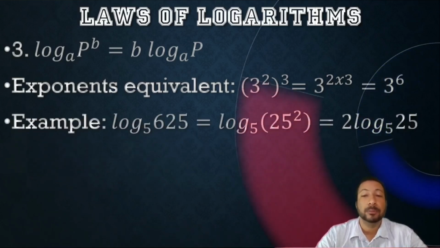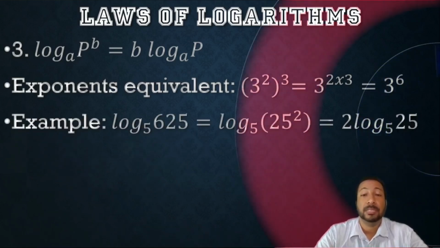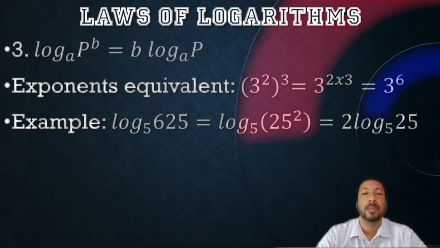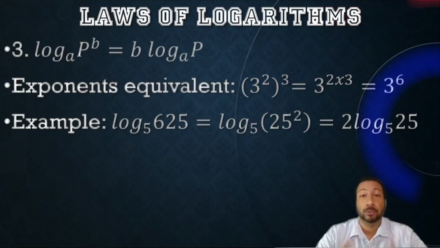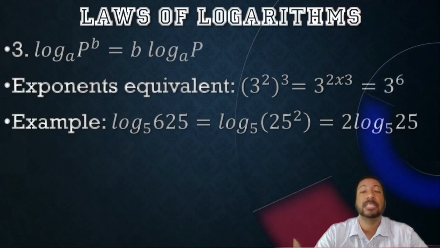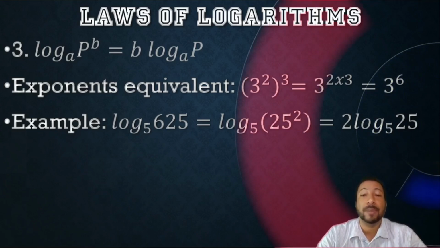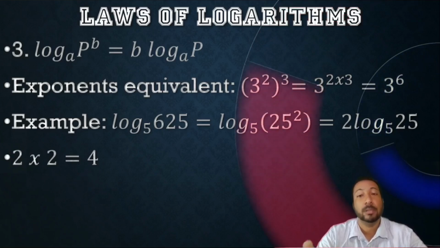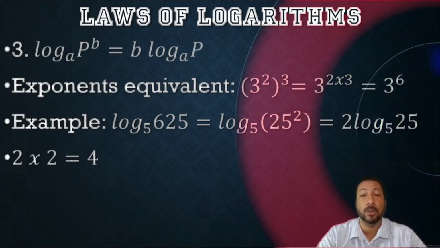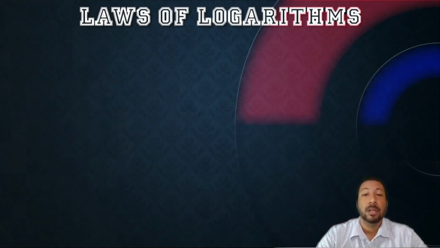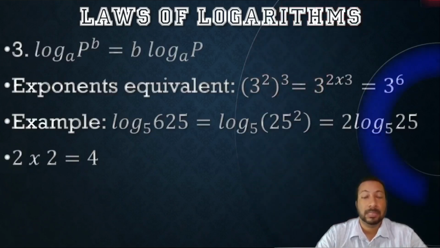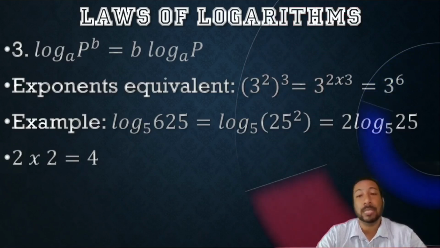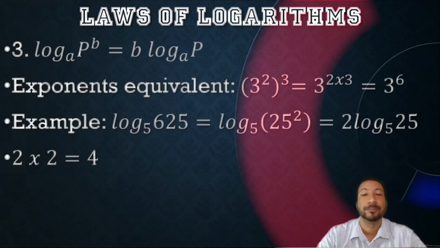So let's look at an example. Let's say we were to simplify the log of 625 in base 5. Well, 625 is actually 25 squared, or 25 to the second power. So that can be simplified as 2 times the log of 25 in base 5. Now, the log of 25 is simply 2, because 5 squared is 25, right? 5 to the second power gives you 25. So the log of 625 is 2 times that amount, which is 4.